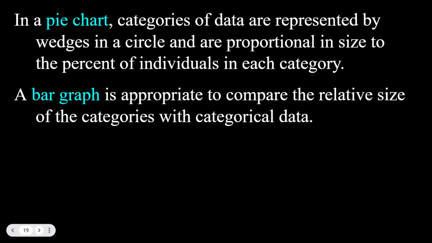A bar graph is appropriate to compare the relative size of the categories with categorical data. So we're going to have categorical data there, and we can make a bar graph that represents those things. And again, we're comparing the size. So let's take a look at an example of this.